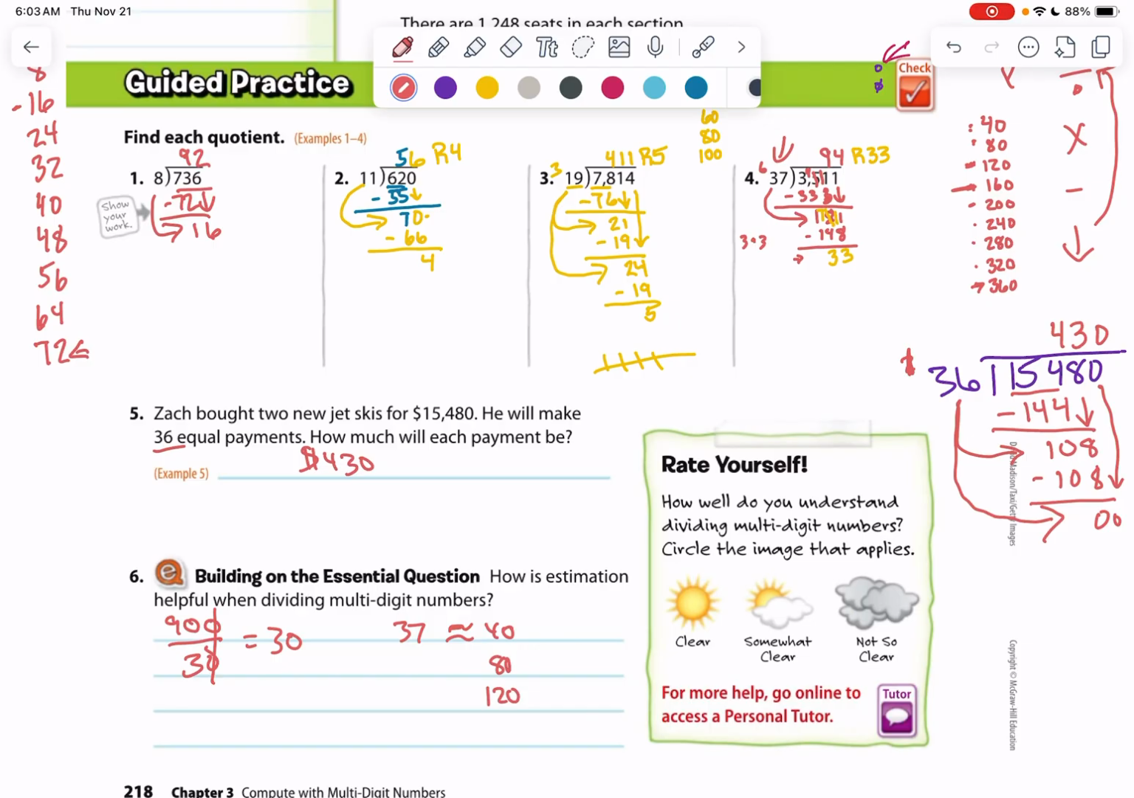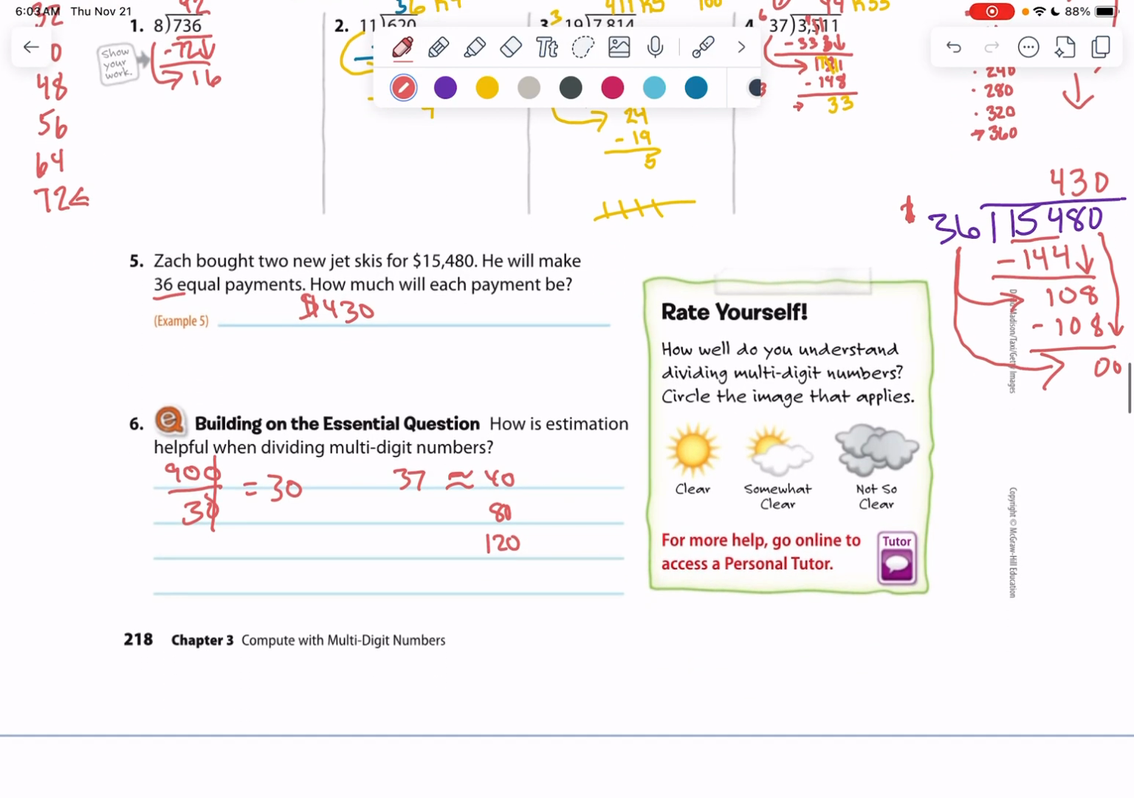Okay, so estimation can help us to determine reasonableness of answers, determine if our quotient is correct. Sorry, I'll rewrite that. Quotient is correct. It can also help us to determine approximately what the quotient will be. Okay? All right, go try some on your own.